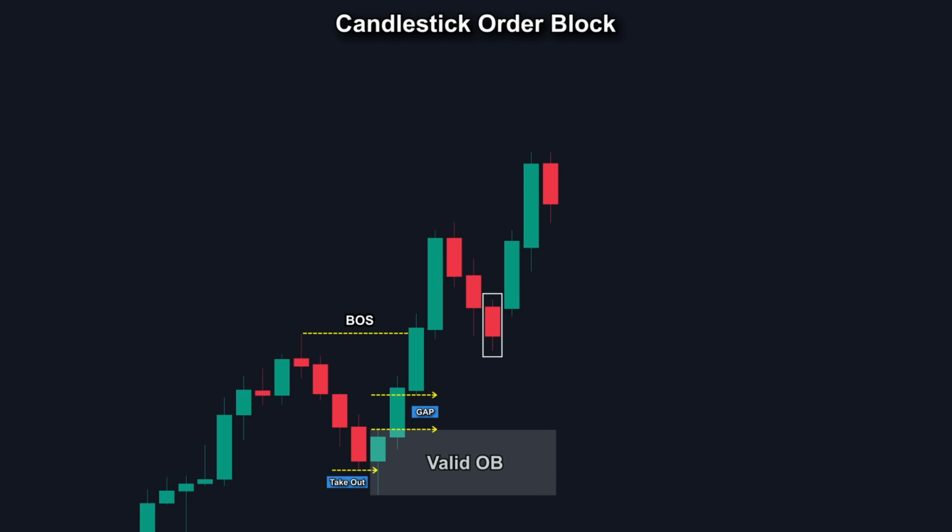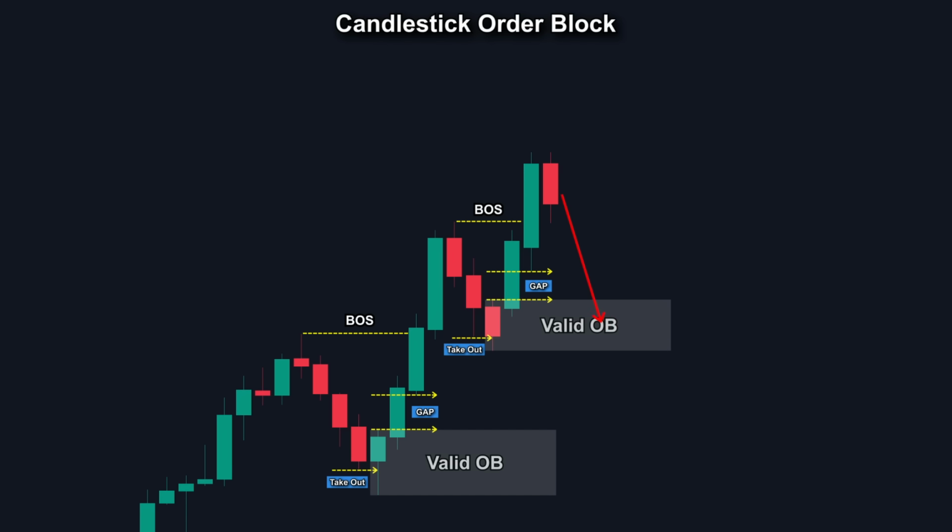This red candle is the last bearish candle before the push. It swept liquidity below the previous bearish candle. Price then breaks above the last high, another break of structure. And between these 3 candles, clean gap, no mitigation, all criteria met. This is a valid order block. If price pulls back and taps it, we have a high probability setup.